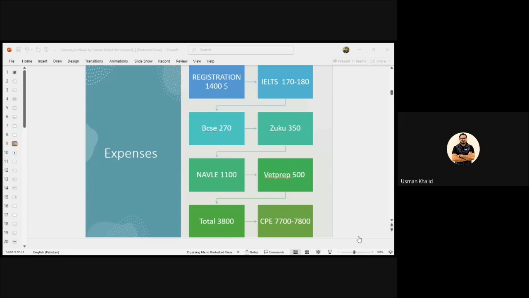Some people, after all this session, maybe I'm not saying this session will be so motivational, but they will go and buy Zuku or WhitePrep, and start preparing for the NAVLE. They don't know how to register, they don't know the English requirements, and they have to spend their money. So that's not the way. You have to follow each step. If you skip those steps, you will not make anything.